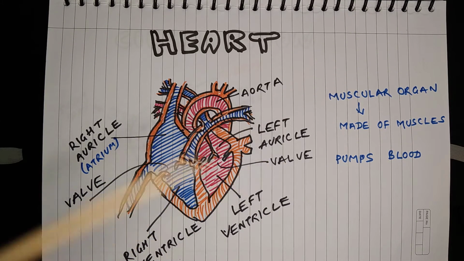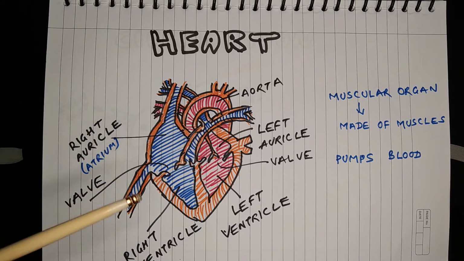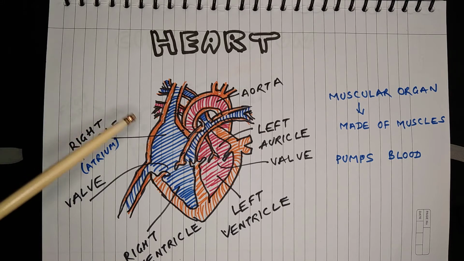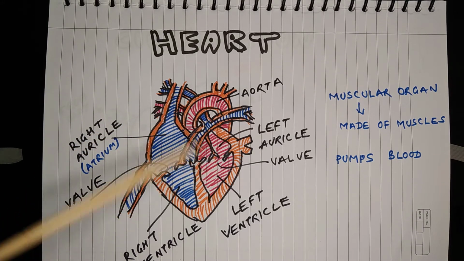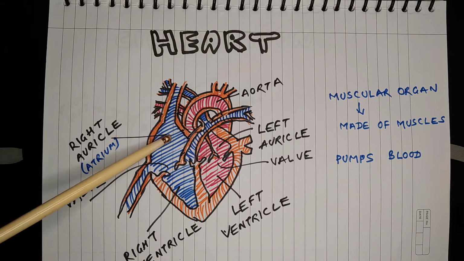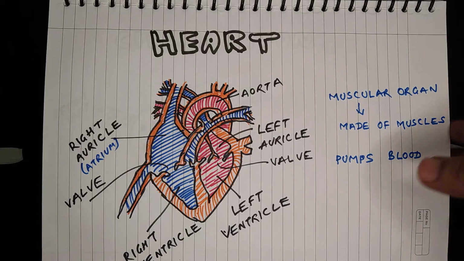This is aorta, and these are the major veins. In this figure also, you will find the same color scheme, that is blue color and red color. So blue color is deoxygenated blood, and red color is oxygenated blood.